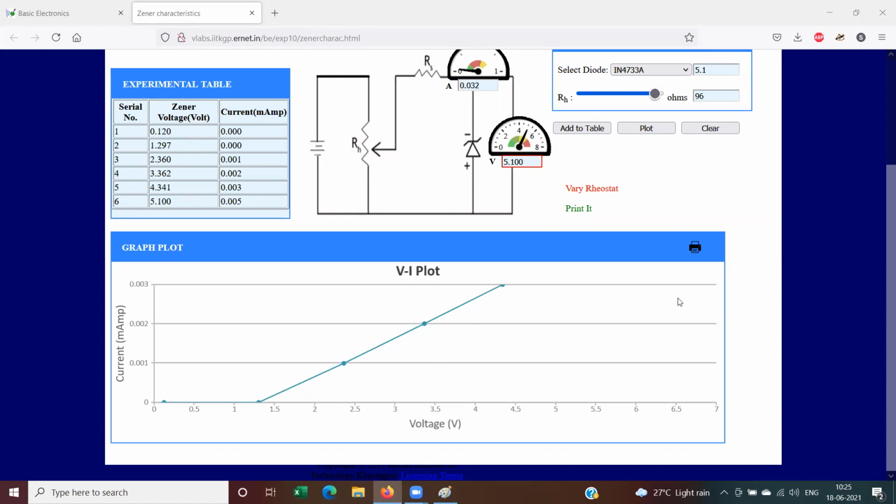Anybody who has got this curve or something similar? Yes, sir, I have got this. Okay, good. Anybody else? Yes, sir, I also got this. Very good.